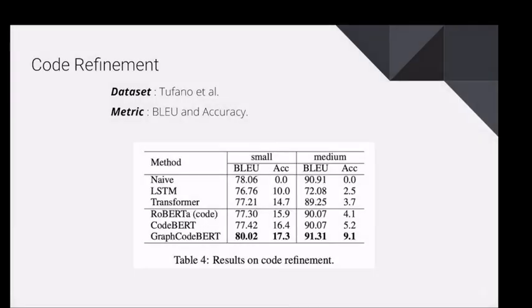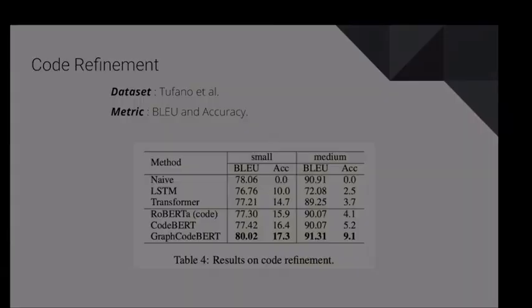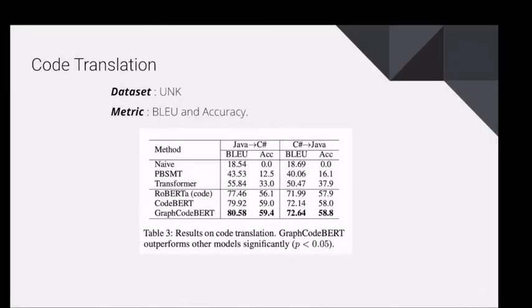The other task is code refinement, which is bug fixing. So you have a bugged code, and then you'll have to fix the code to a bug-free version of it using your model. So I guess the encoder is this, and they used a standard transformer decoder to do this. So again, GraphCodeBERT performs well. But this task is pretty difficult. So you could see that exact match accuracy is very low compared to code translation.